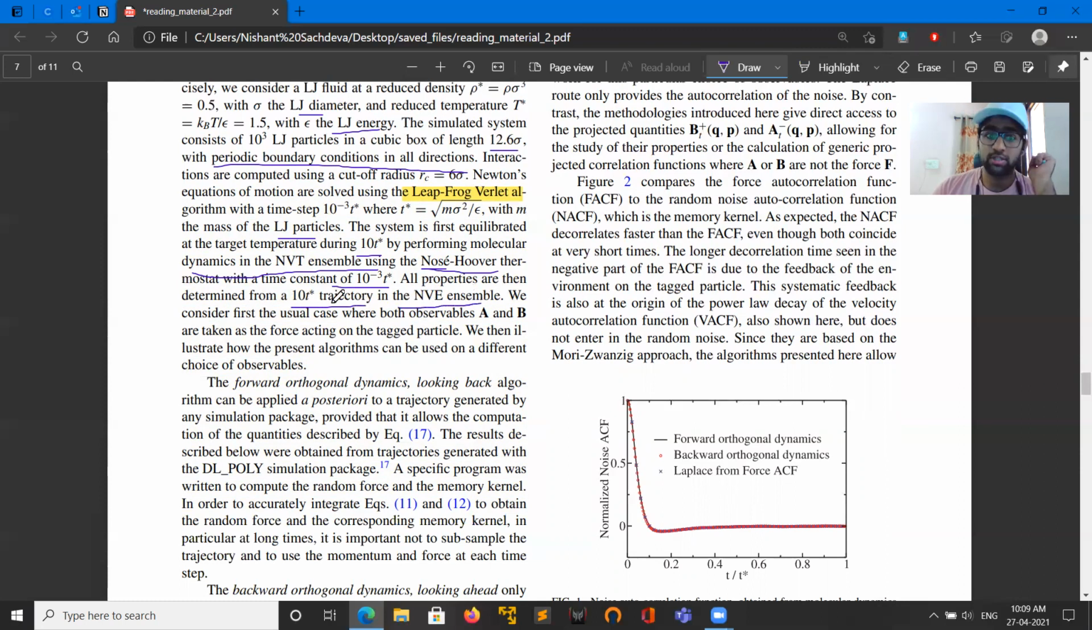We consider first the usual case where both observables A and B are taken as the force acting on the tagged particle. We then illustrate how the present algorithms can be used with different choices of observables.